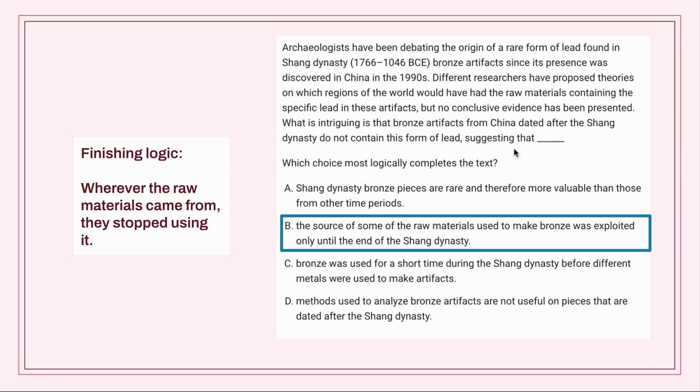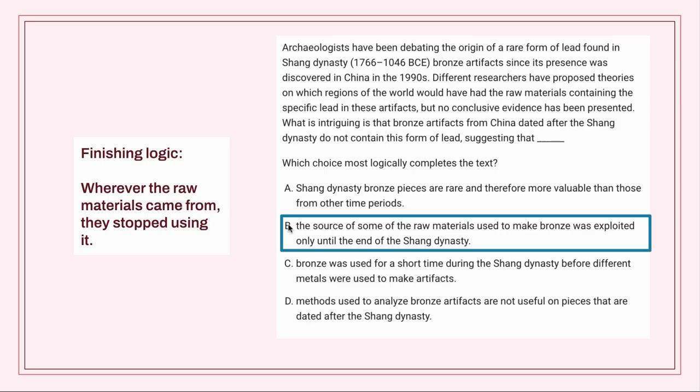We're saying that they always used bronze because there's still bronze artifacts dated after the Shang Dynasty. We're just saying that during the Shang Dynasty, the bronze material also had some lead in it, this rare form of lead in it. D, methods used to analyze bronze artifacts are not useful on pieces that are dated after the Shang Dynasty. This passage has nothing to do with which methods to analyze bronze are good or bad. It really has nothing to do with that. So D also doesn't really make a lot of sense.